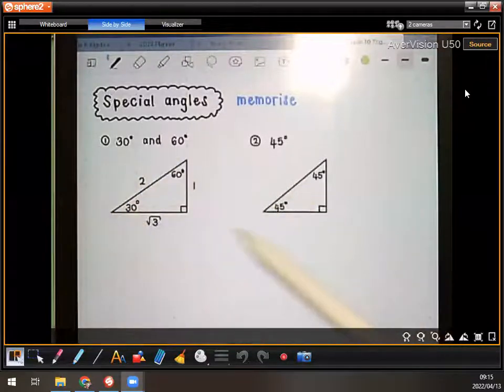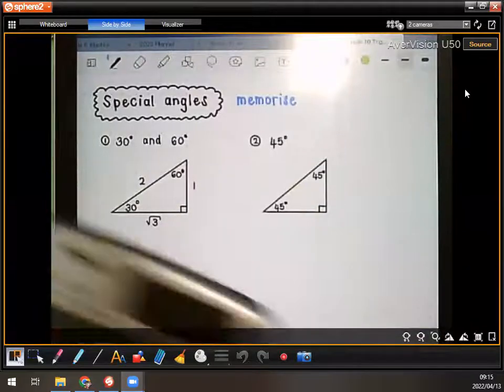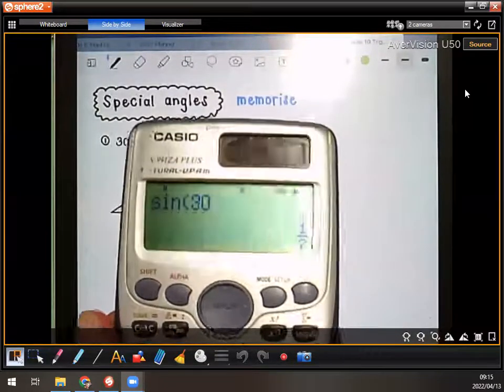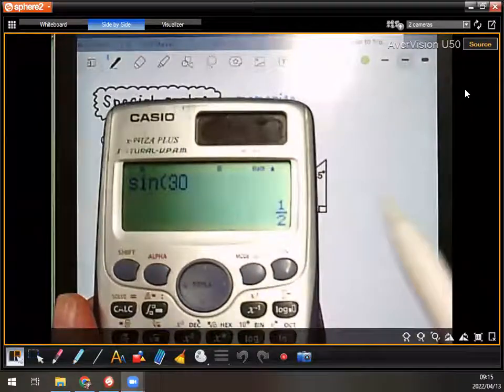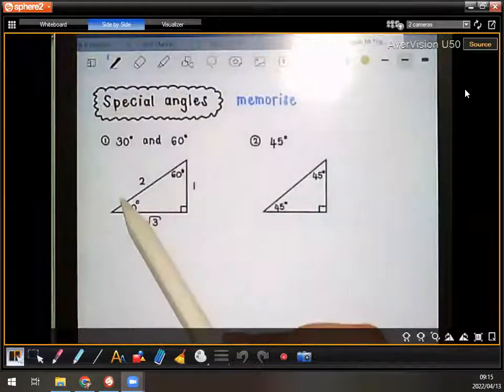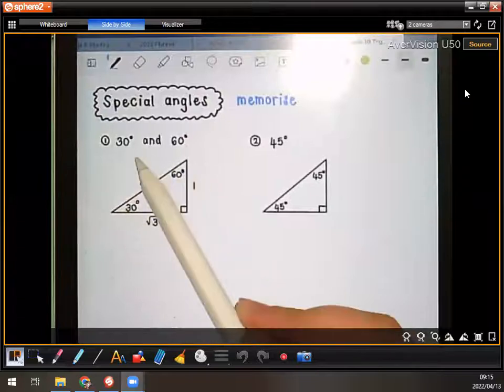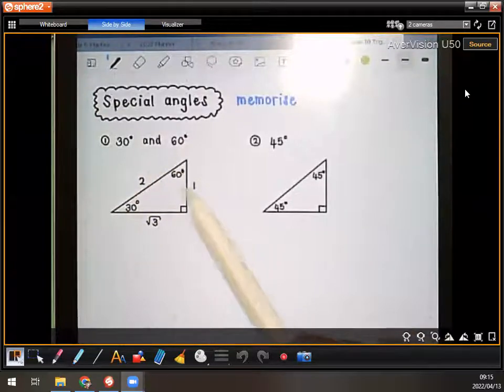Right, we drew our triangle, 30 and 60, and then we said, okay, what is sine 30? Sine 30 is a half. Then we said, okay, remember that sine is opposite over hypotenuse. So if sine 30 is 1 over 2, that will give me my opposite and hypotenuse length. And then we use Pythagoras to get it further.